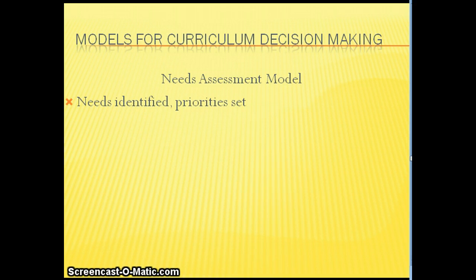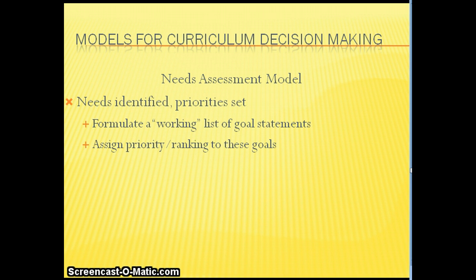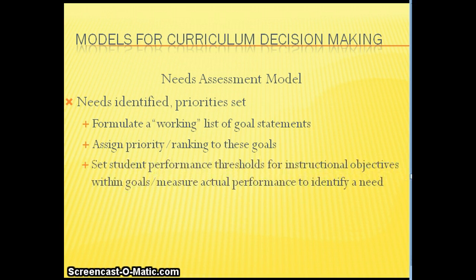Sometimes they can ask groups of teachers, parents, students, and community members to rank them in terms of priority. Sometimes it might be just members of the group, but they have some kind of process to take the list that they've identified and order or rank it for the purposes of determining what they're going to include in the curriculum and what they're going to focus the most time on. So like I said, you formulate this working list of goal statements, and then you go through some type of process to assign priority and ranking to them.